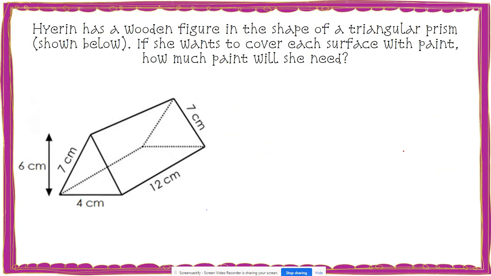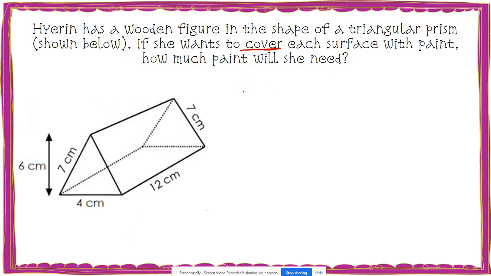Next, I see that Hyerin has a wooden figure in the shape of a triangular prism. If she wants to cover each surface with paint, how much paint will she need? Well, I know that if we are covering a figure, that means that we need to find surface area. Surface area is going to be the area of each face of this figure. When I'm finding area of each face, I need to do this one at a time. I notice that this triangular prism has two triangular faces, and then it has three rectangular faces. That means there is a total of 5 faces to find.